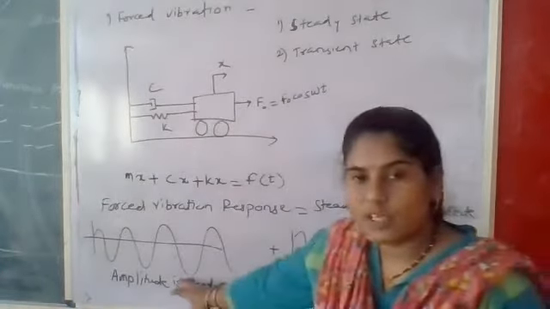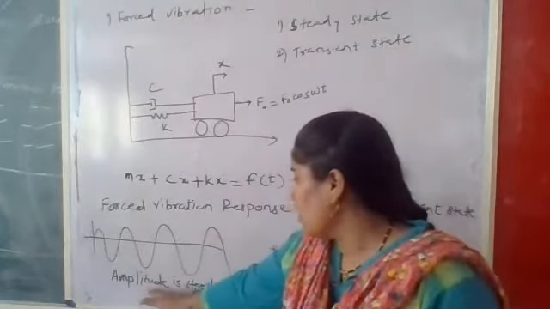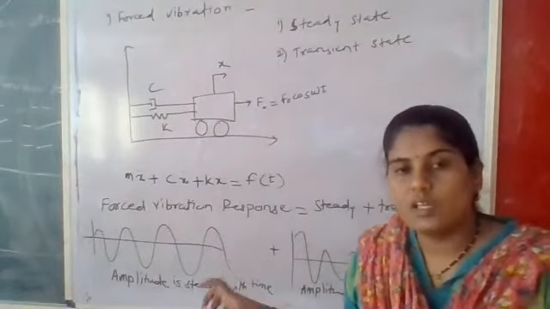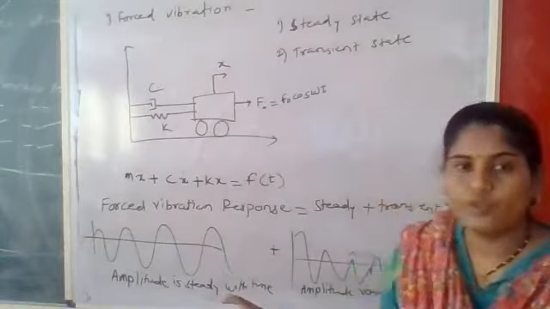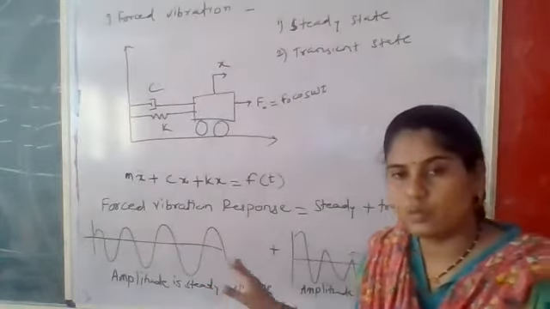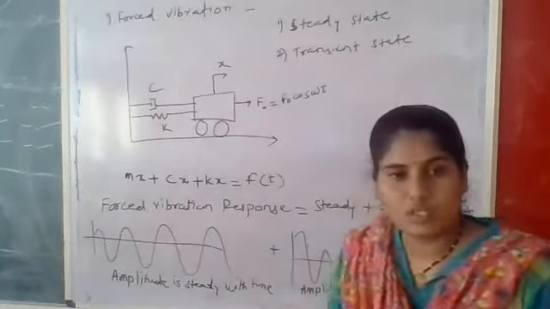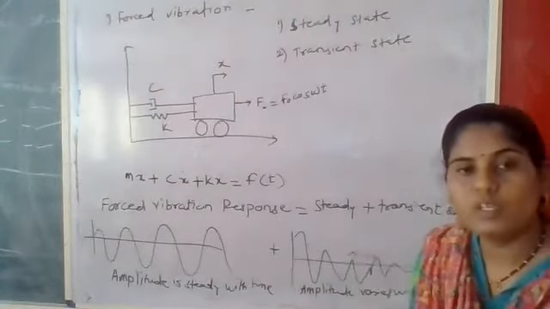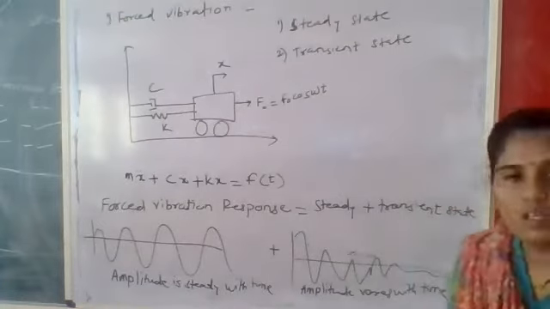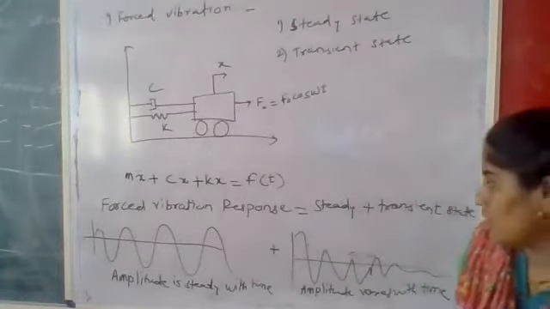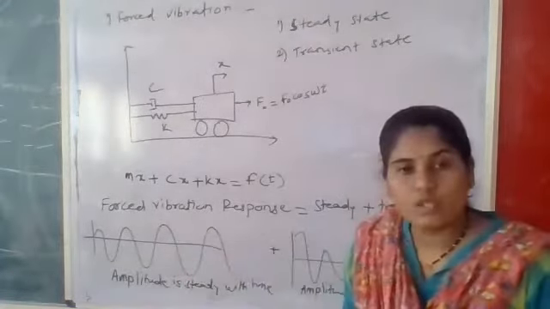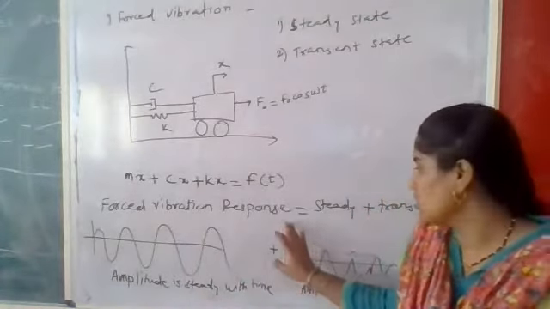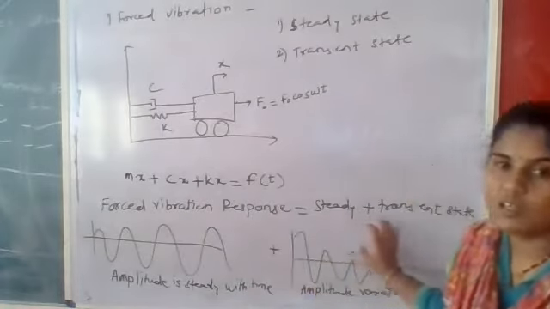Now, what is steady state? What happens in steady state? The amplitude is steady with respect to time. The amplitude or displacement, which is with respect to time, will change with respect to time. But in the transient state, the amplitude varies with respect to time. That is the constant here. Based on this, the forced vibration is produced with respect to these two conditions: first the steady state and the transient state.